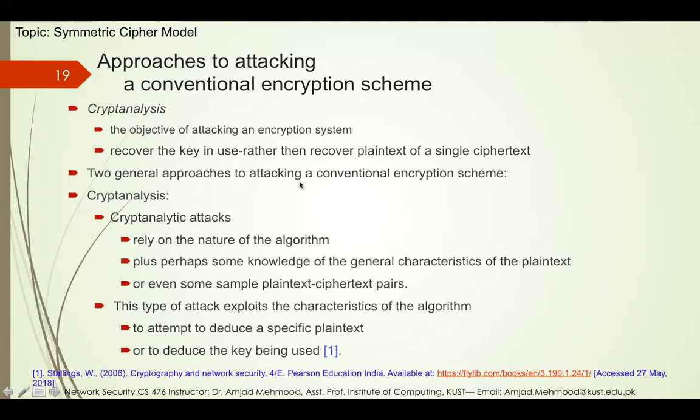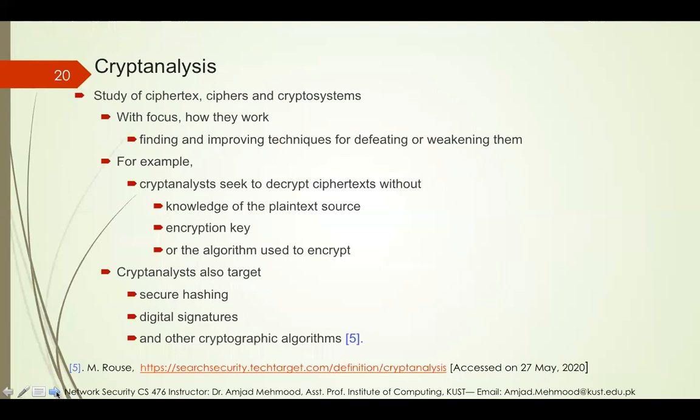Two general approaches to attacking conventional encryption: cryptanalysis and brute force. Cryptanalytic attacks rely on the nature of the algorithm, plus perhaps some knowledge of the general characteristics of the plain text, or even some sample plain text and ciphertext pairs. This type of attack exploits the characteristics of the algorithm to attempt to deduce a specific plain text or the key being used. Cryptanalysis is the study or practice of ciphertexts, ciphers, or cryptosystems, with a focus on how they work, finding and improving techniques for defeating or weakening them.